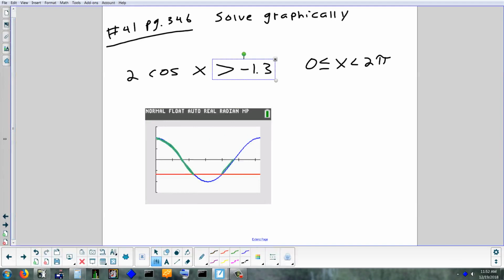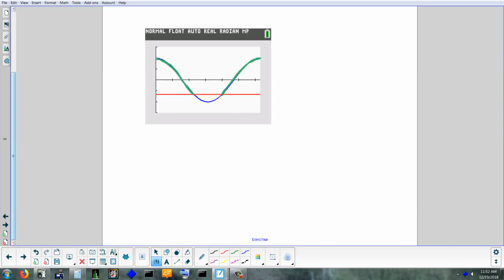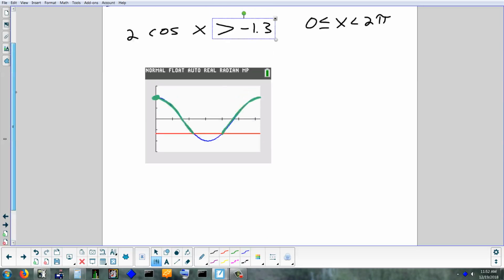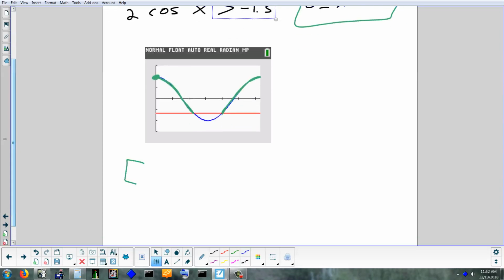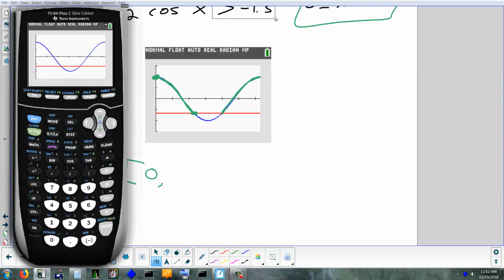In here and here. So we have to describe those 2 sections. Well, let's start with this point. What's the x value of that point? 0. According to my thing right there, can I include 0? Yes, I can. So it's going to be from 0, including it, up to right there. How do I get that point? Intersect. So second calc intersect. Just move it a little closer, and I get 2.28.